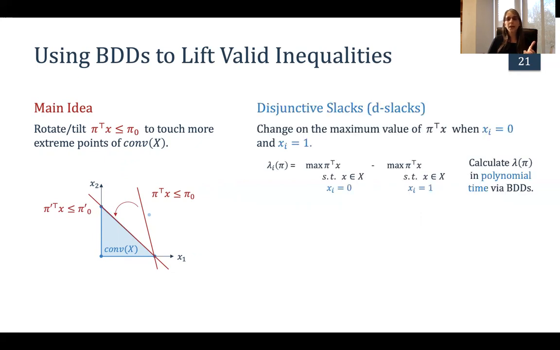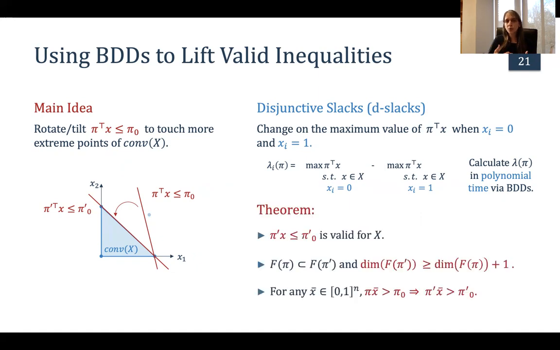To do this, we compute what we call disjunctive slacks, that is basically solving the problem when one of the variables is fixed to 0 or 1, and we can do this efficiently using BDDs. And basically, we show that using these disjunctive slacks, our procedure can create stronger valid inequalities for our set X.